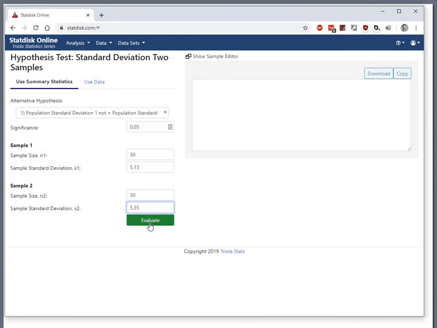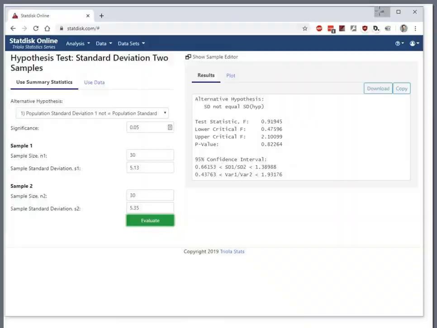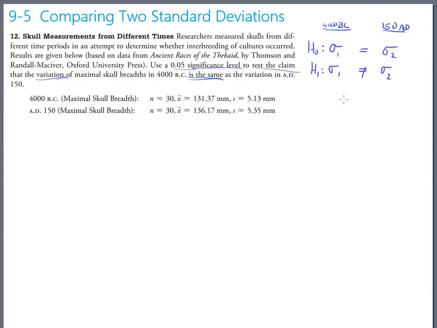So let's go ahead and evaluate this and take a look at the p-value. And the p-value, yeah, is pretty big, 0.823 to 3 decimal places. So p is equal to 0.823. So if the null is true, our samples are not unusual. So we can't reject the null. We are failing to reject the null.